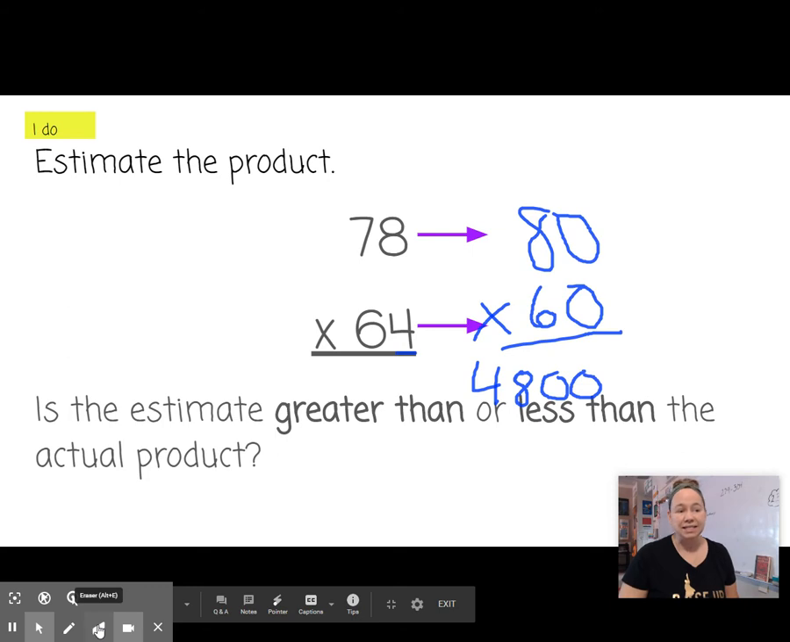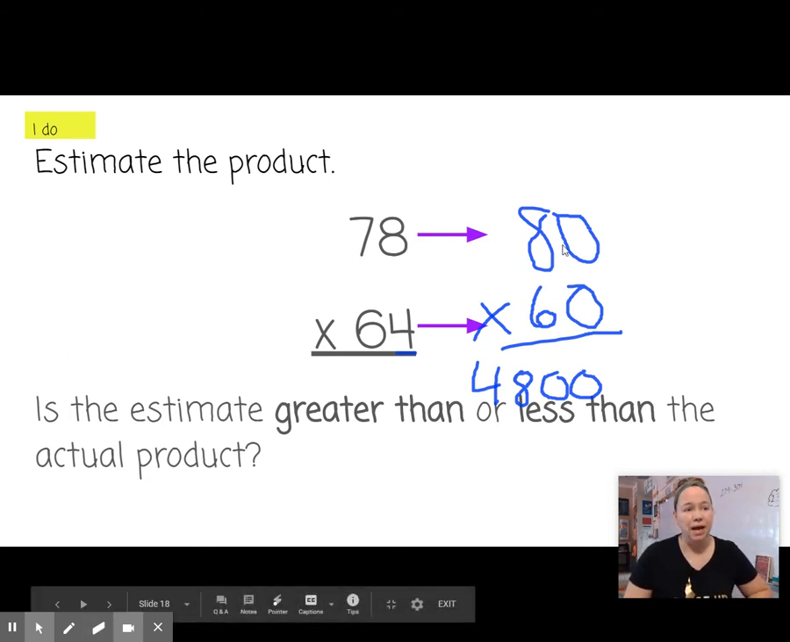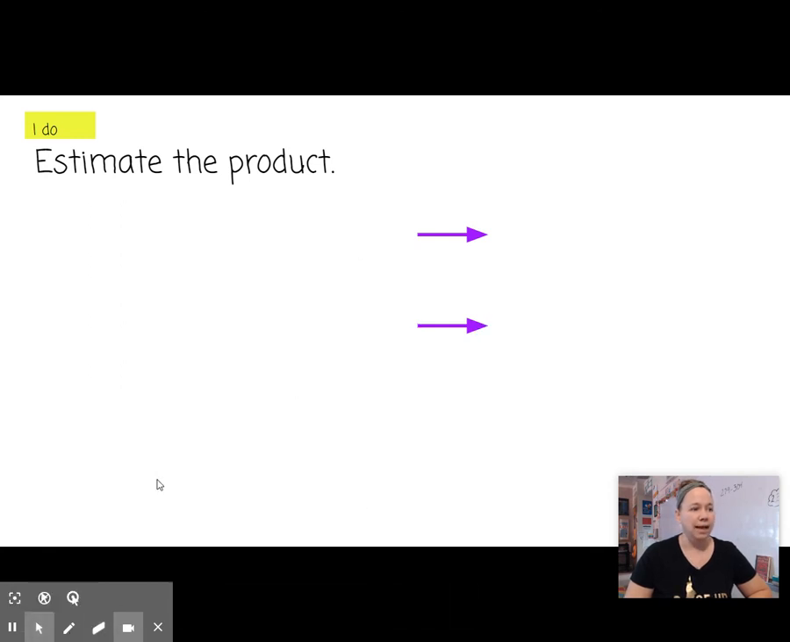Is the estimate greater than or less than the actual product? Well, we rounded this one up and this one down. I don't know. It's going to be pretty close. We would have to solve this one to be 100% sure. All right. How about this one?